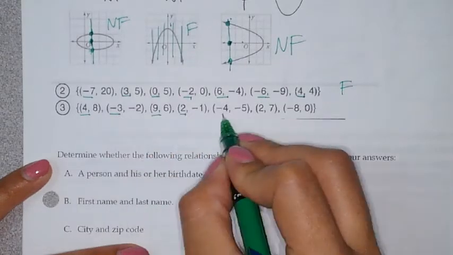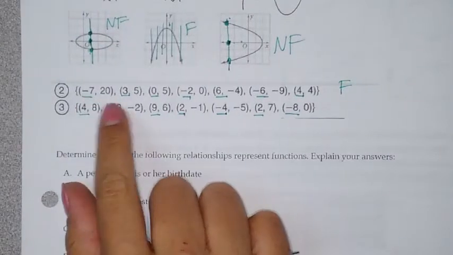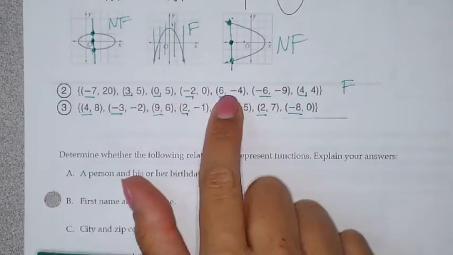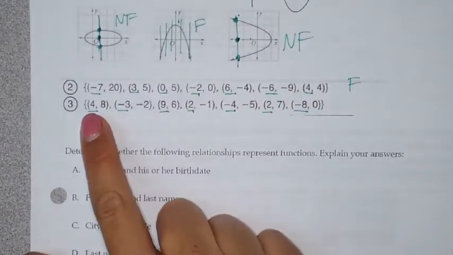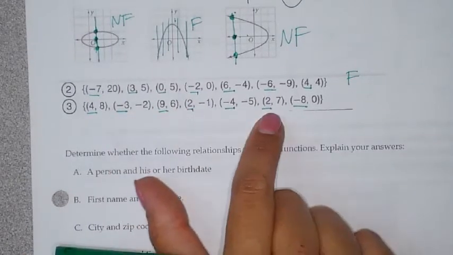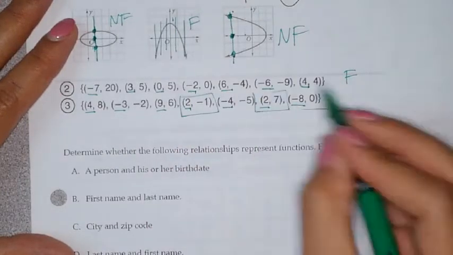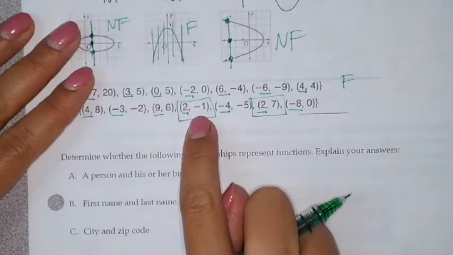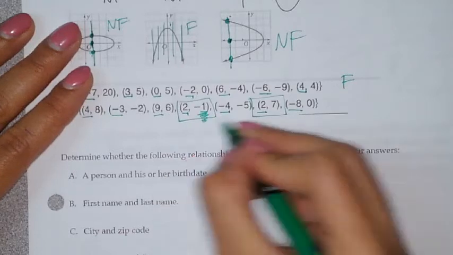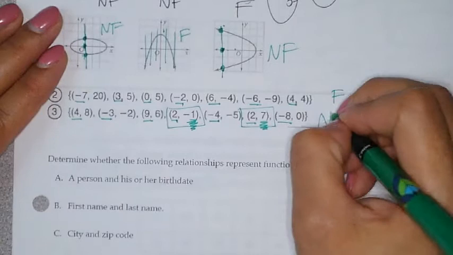And look at these 2. I don't see any, let me double check, that repeat here either. 4, -3, 9, 2, -4, here it is, 2. So 2 looks like it has an output of -1 and an output of 7. So 2 has 2 outputs. This is not a function. Okay?